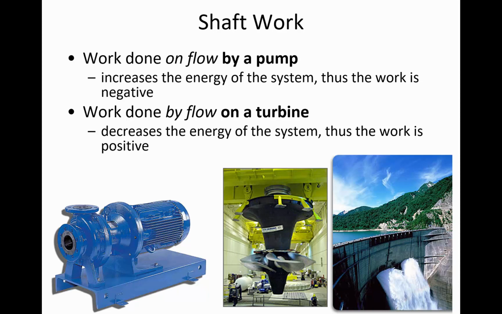On the other hand, if you're extracting energy from the system, say at a hydroelectric power station, where the system is water that's elevated behind a dam, and then the pressure of that water as it flows through a pipe towards the discharge down below suddenly decreases because the water is acting on the surfaces of an impeller and causing that impeller to spin, then the work done by the flow on a turbine is considered positive, because it decreases the energy of the system.